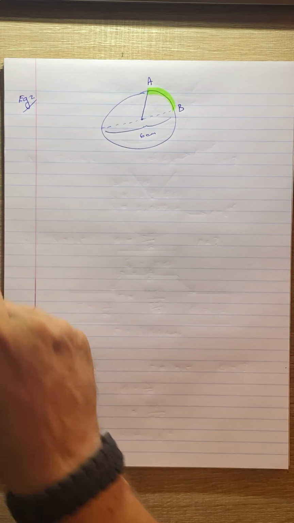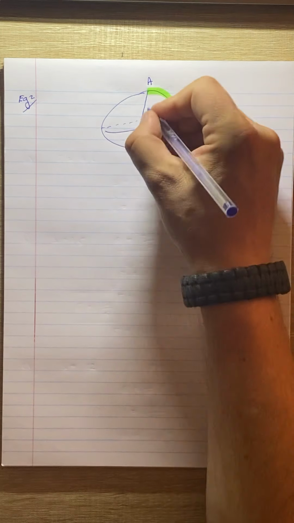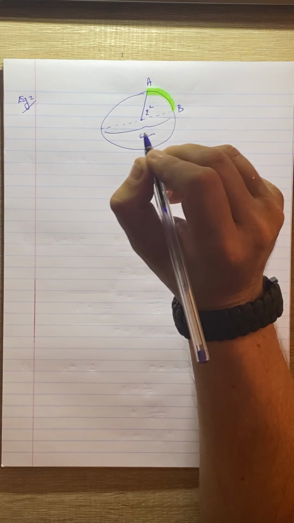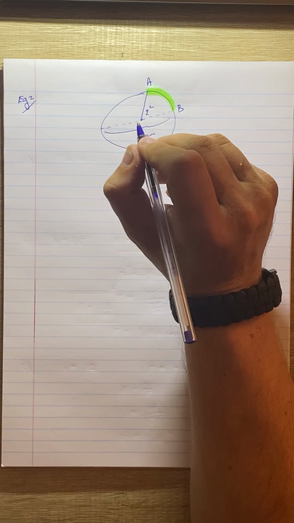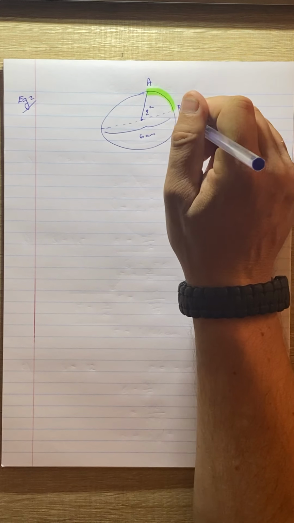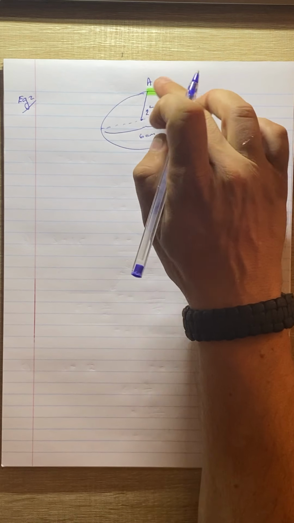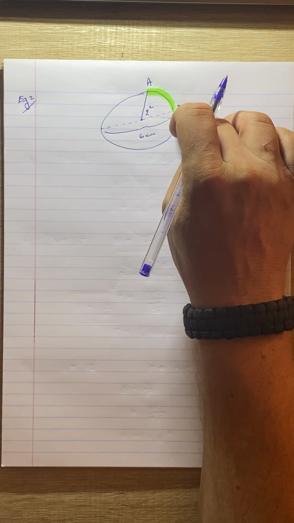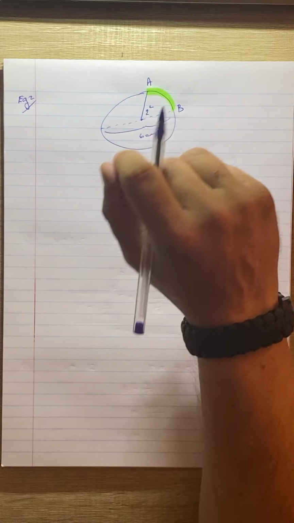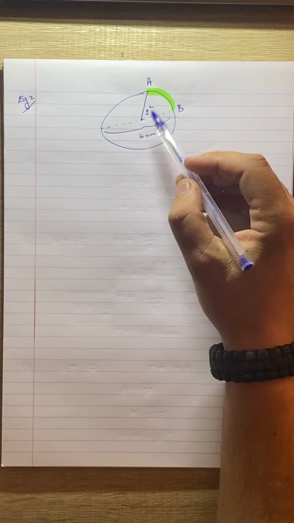Okay, and that subtends a central angle of 2 radians. Determine the length of the minor arc, AB, and hence the length of the major arc. So what I'm going to do first is find out this highlighted bit, AB. But in order to do that, I need my radius.